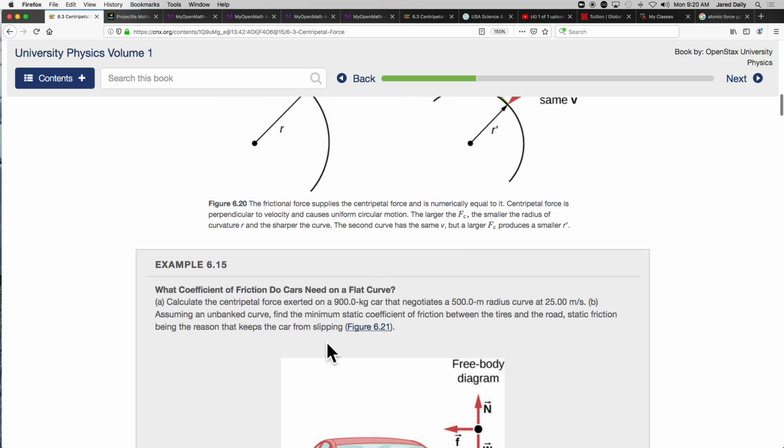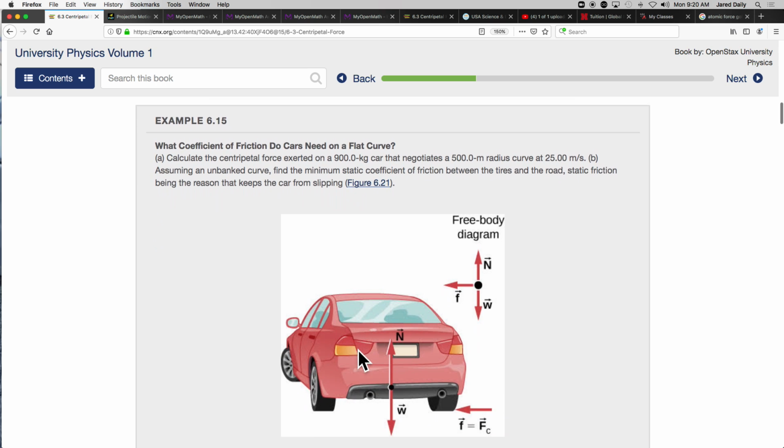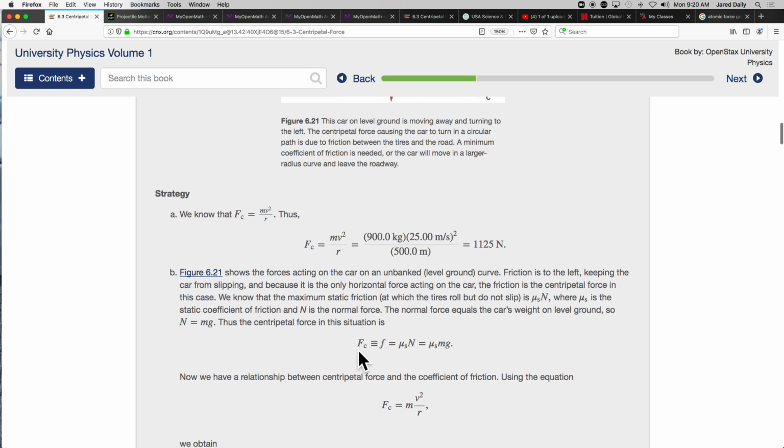And they want us to calculate the minimum static coefficient of friction between the tires and the road. So what we do is we write down our centripetal force equation. Force centripetal equals mass times v squared over r, where v is the speed around the turn. They've given us all that information, so we can calculate the amount of force that we need to turn the car. This is the amount of frictional force required to turn the car around this curve at this speed, right?